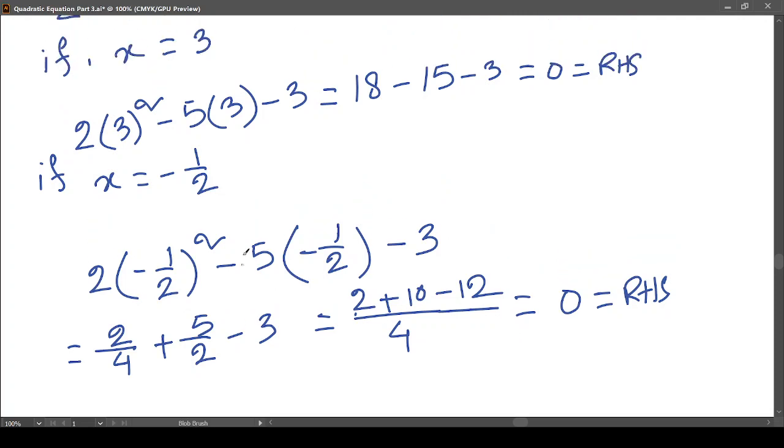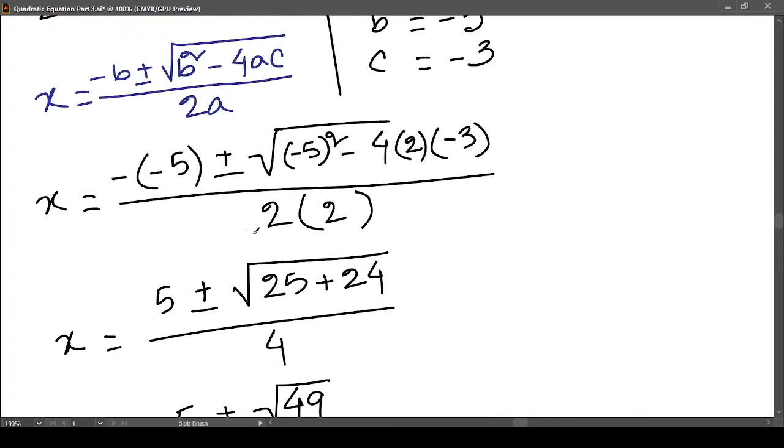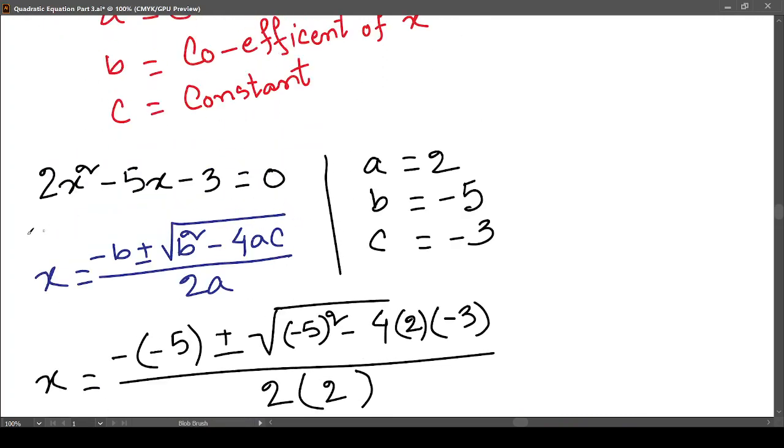So yeah, this is the general formula to solve a quadratic equation. You can just use this formula rather than going through several different steps. You can just use this easy formula to solve any quadratic equation and get the roots of a quadratic equation.